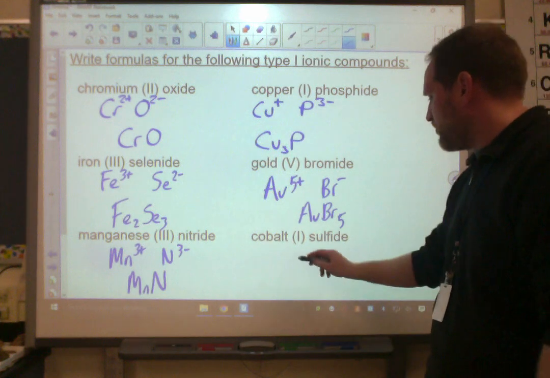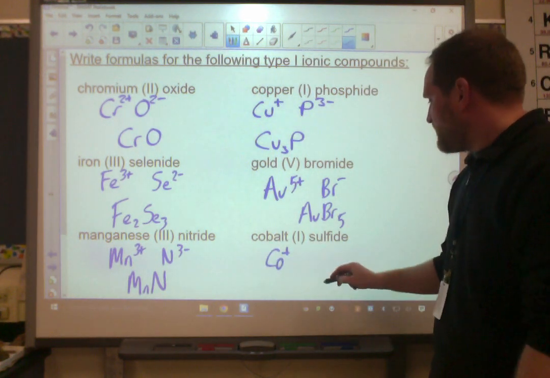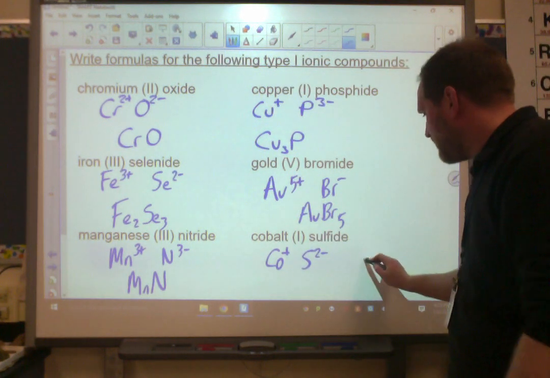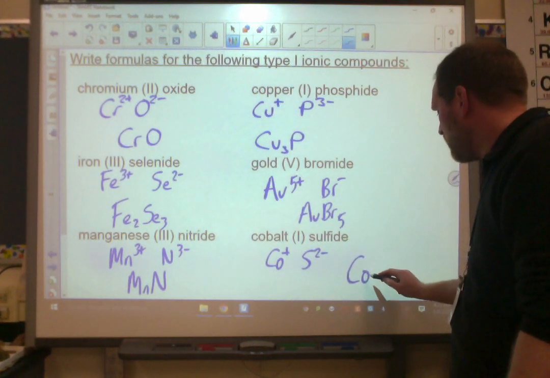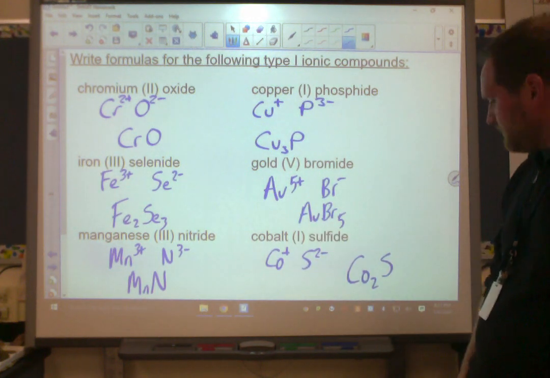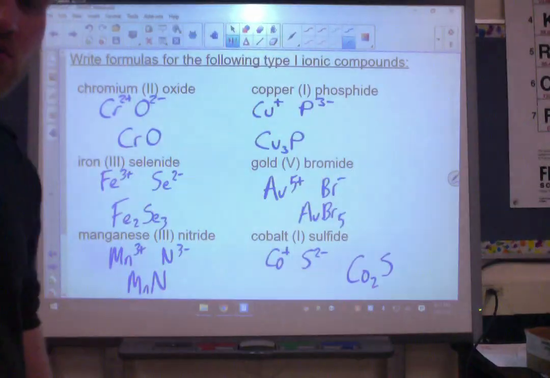Finally, cobalt(1) sulfide. So cobalt(1) is Co with a plus charge. Sulfide is S with a 2 minus. You crisscross them, and you're going to end up getting Co2S, just like that. Okay? All right. Good luck with your type 2 ionics.